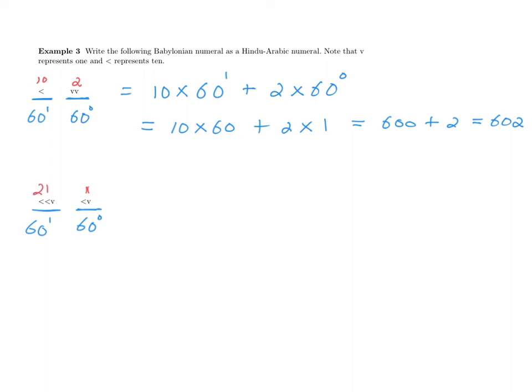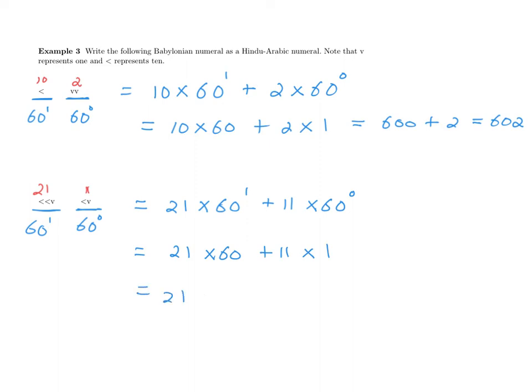If we want to expand this out into a Hindu Arabic numeral, that's 21 times 60 to the power of 1. That's the amount of stuff that occupies this place value. We take the product. To that, we add on 11 times 60 to the power of 0. Okay, so if we expand this out, that's 21 times 60, and that's plus 11 times 1.